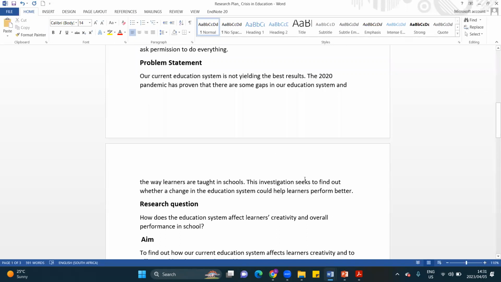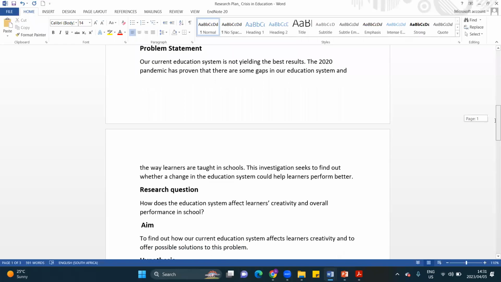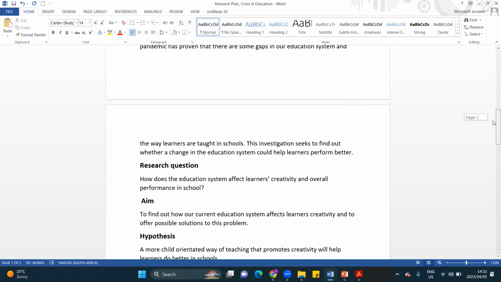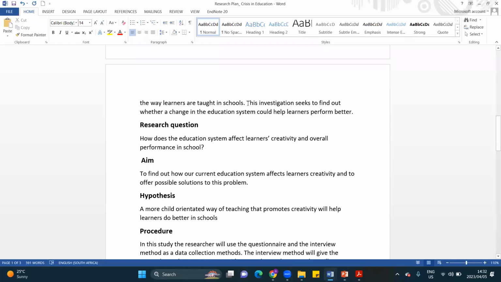And what happens here? The learner is explaining the current education system is not yielding the best results. This project was done in 2020, I would think. So the learner's talking about the pandemic, which had some gaps in the education system. And the investigation, here we come to the problem. The investigation seeks to find out whether a change in the education system would help learners perform better. The research question, there it is. How does the education system affect learners' creativity?